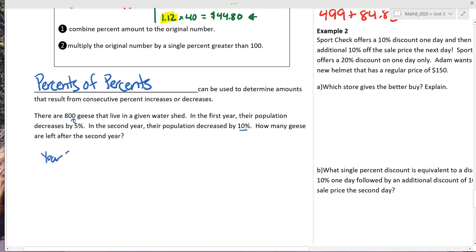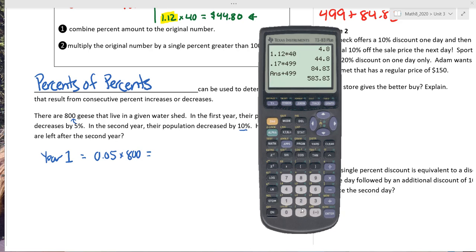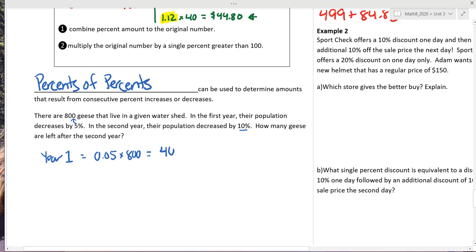After year 1, what is the population? Okay, you could say, how much did it go down by? Well, 5% is 0.05 times 800. So after the first year, 0.05 times 800. The population went down by 40 geese.